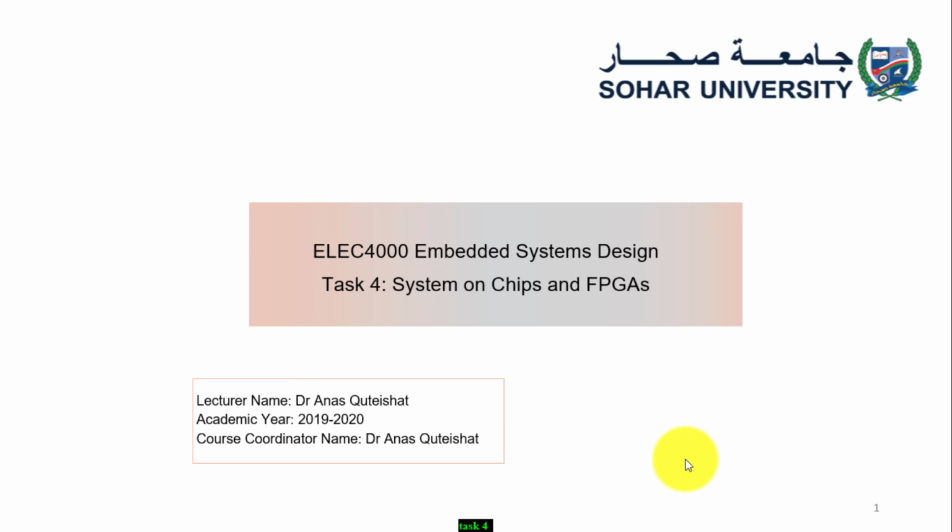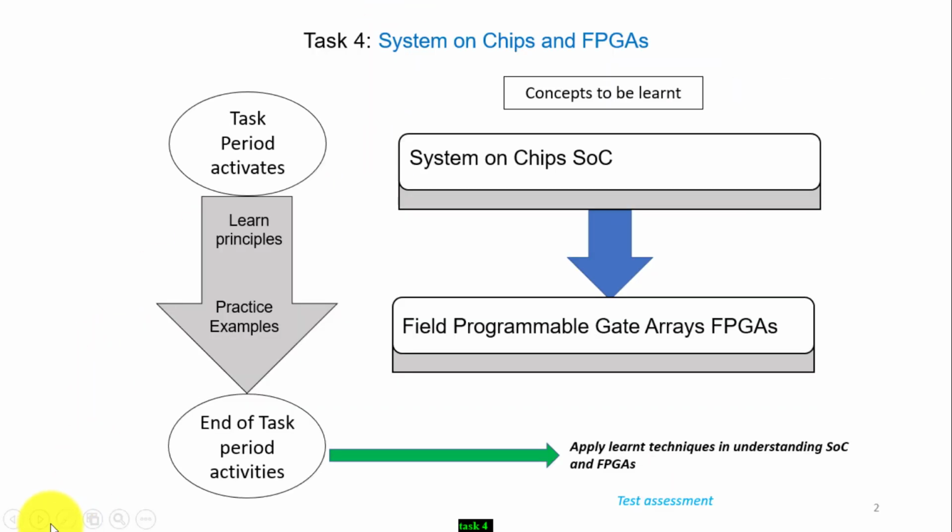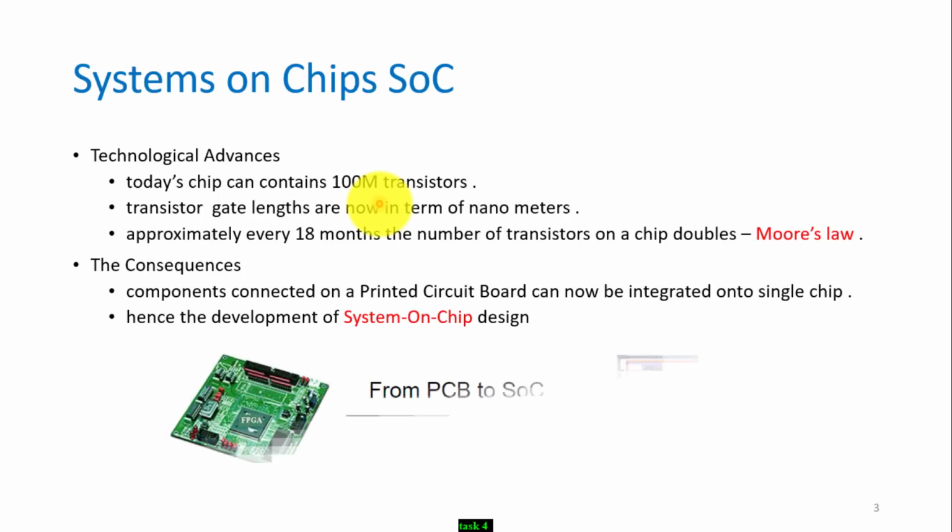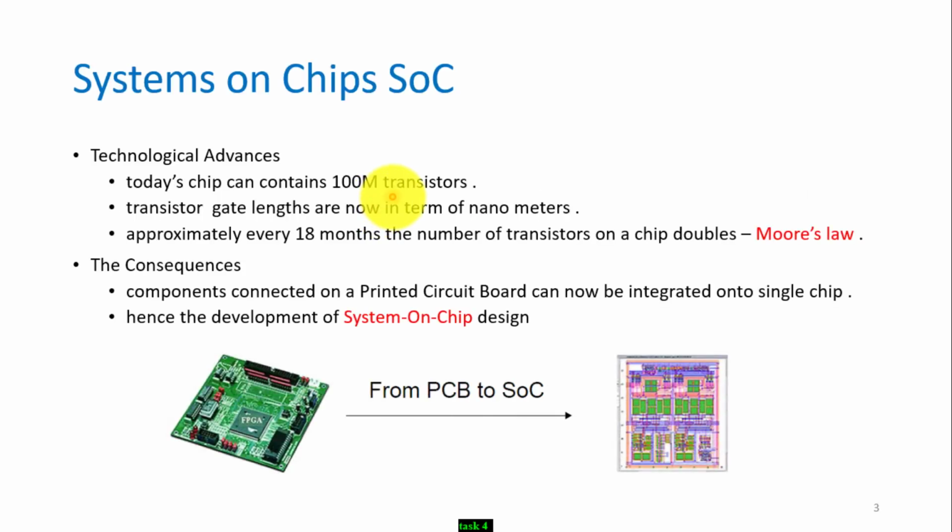We are going to talk about system on chips and field programmable gate arrays, or FPGAs, in this task. So basically we are going to talk about these two topics, mostly in general, and see what the difference is between them. So first thing, what is a system on chip?